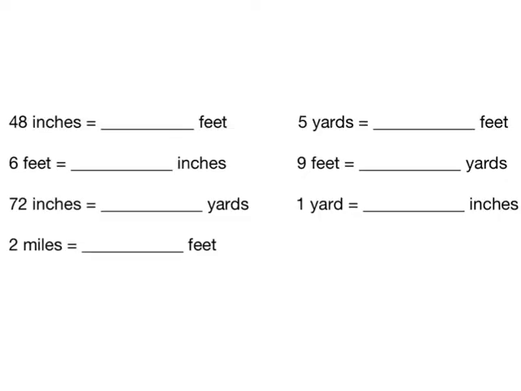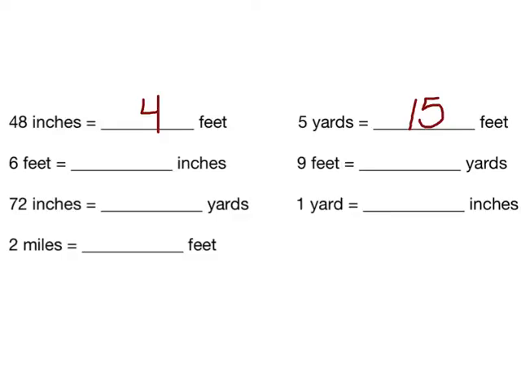So let's practice converting some units of measurement. The first one I see is 48 inches equals blank feet. Well, I know that there are 12 inches in 1 foot, and 12 times 4 is 48. So 48 inches must equal 4 feet. The next one I see is 5 yards equals blank feet. I know that there are 3 feet in 1 yard, so 5 yards would be 5 times 3, and 5 times 3 is 15, so that would be 15 feet.